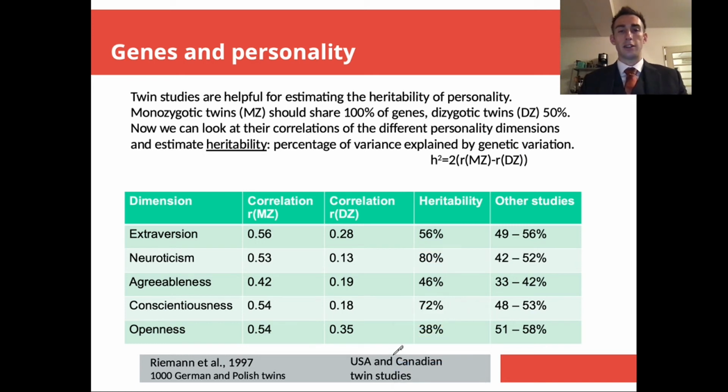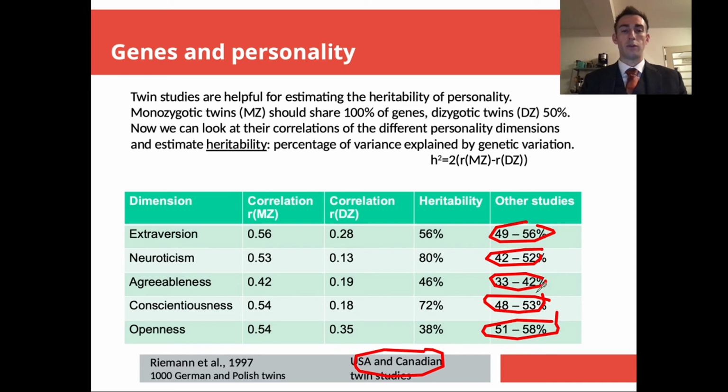But other studies, some American and Canadian twin studies, actually showed that these numbers might be a little bit too high or too low sometimes. They found between 49 and 56 for extroversion, 42 and 52 for neuroticism, 33 and 42 for agreeableness, 48 to 53 for conscientiousness, and 51 to 58 for openness.